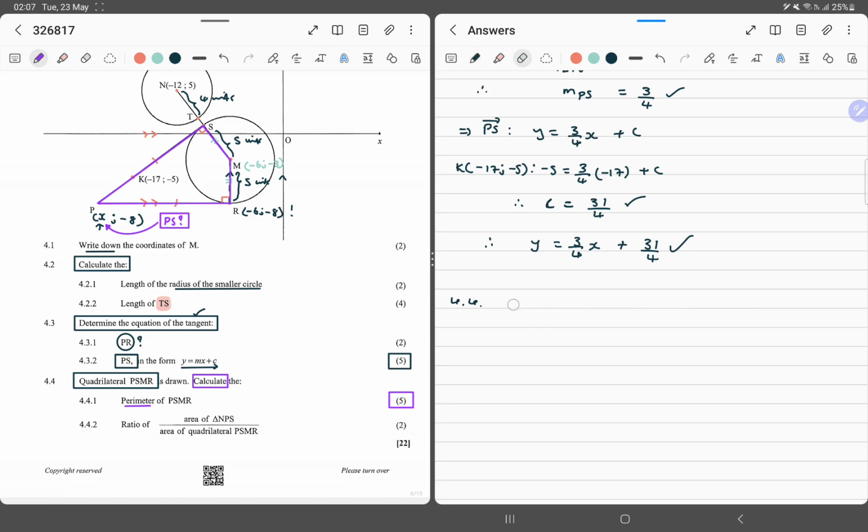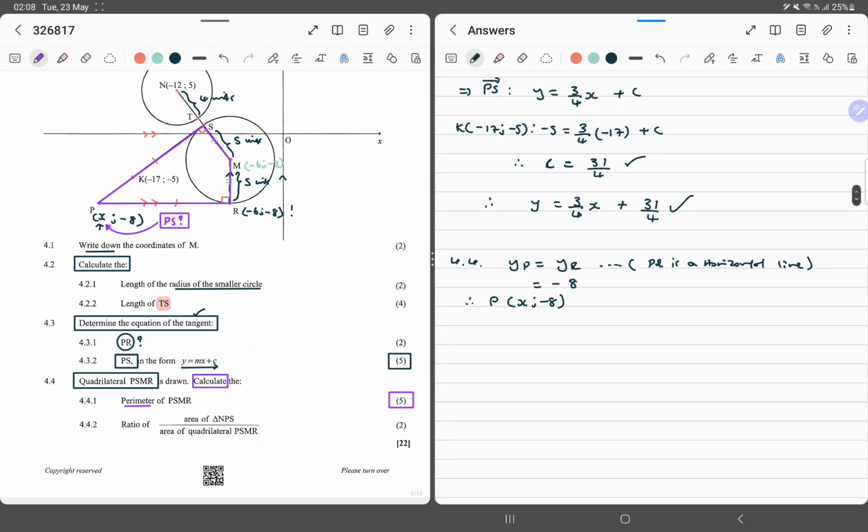We're going to say y at P is equal to y at R. Now the story is because this is a horizontal line, PR is a horizontal line, which is going to be equal to -8 because we determined it above. We can say therefore P is the point (x, -8). We're just trying to work out our business without rushing things.